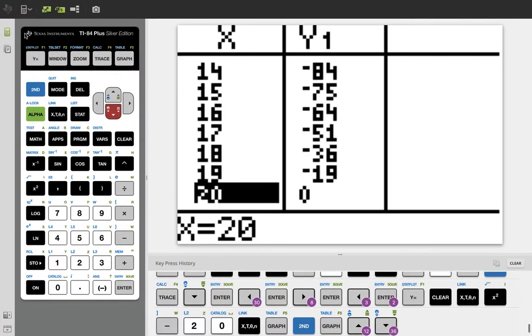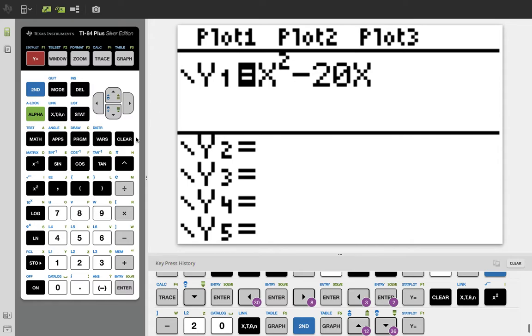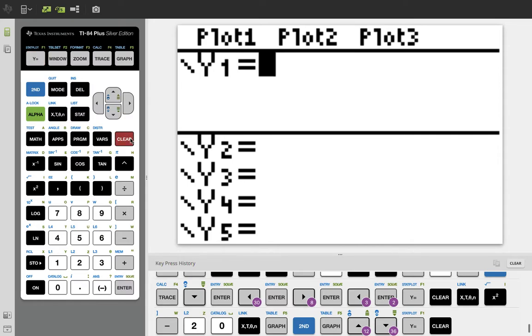All right, so let's go over how to use our calculator in Chapter 8 to help us out. So first thing I'm going to do is go to y equals and clear out everything. And before I get started, let's talk about what it means to find the answer to a quadratic equation.